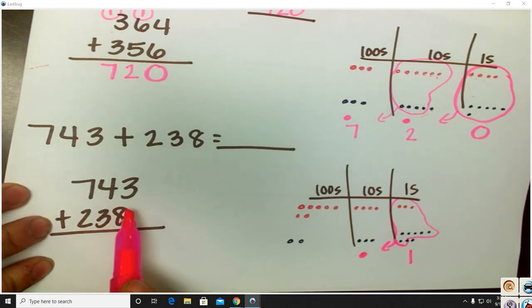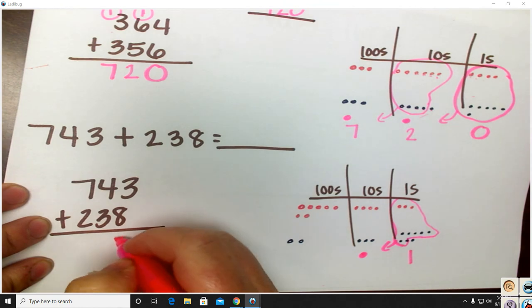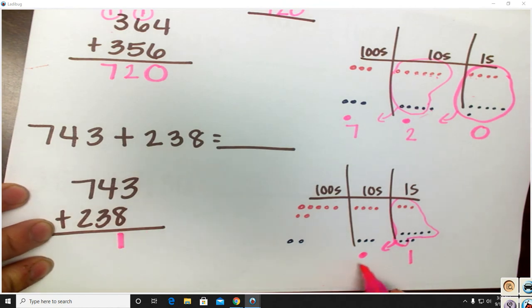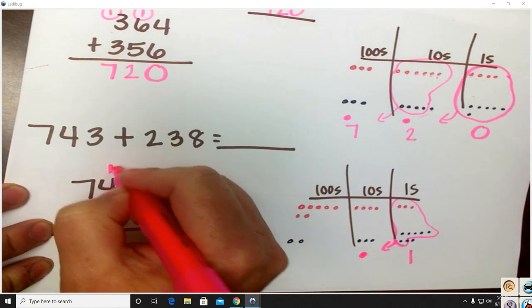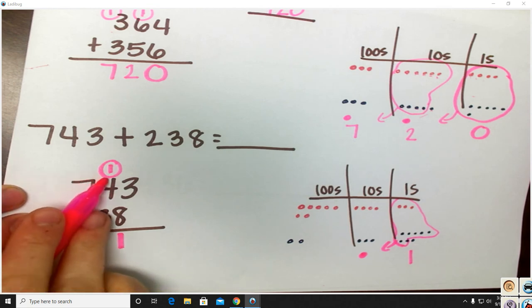So I'm going to come over to my vertical form. I know I have 1 left over, and I know that I moved 1 to my tens. So I'm just going to move 1 over to my tens.